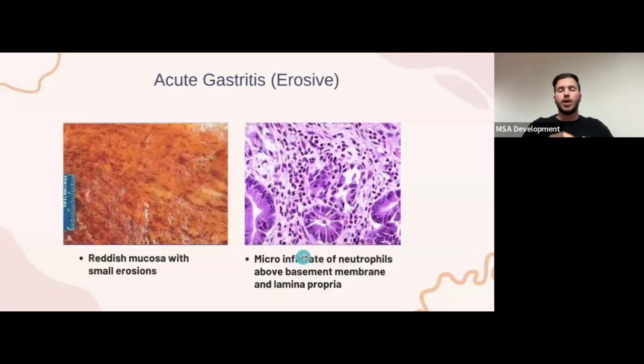Now, as you can see here in acute gastritis, in the histological picture, we have a neutrophilic infiltration of the lamina propria and the superficial epithelium, which tells us that this is an active inflammation and it's acute since we have the neutrophils. Here, this is a gross picture of the gastric wall, where you can see that we have many red spots. We can say that it's a reddish mucosa with small erosions.